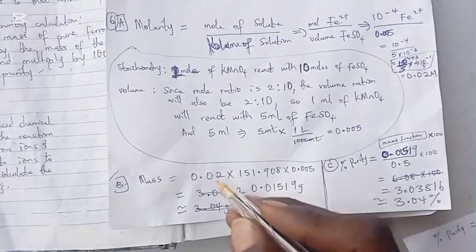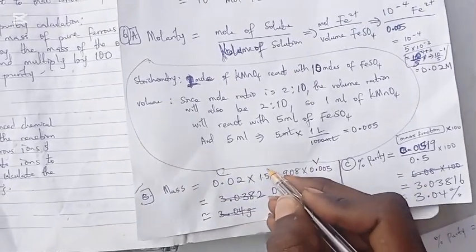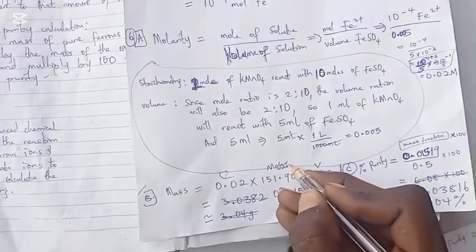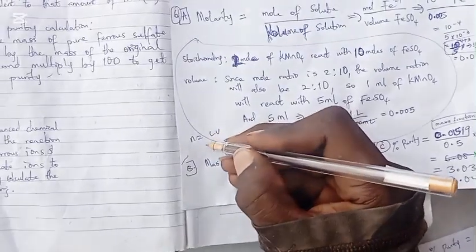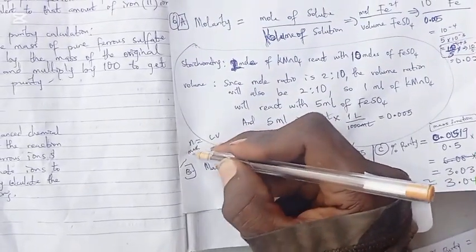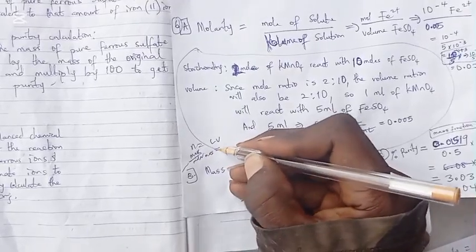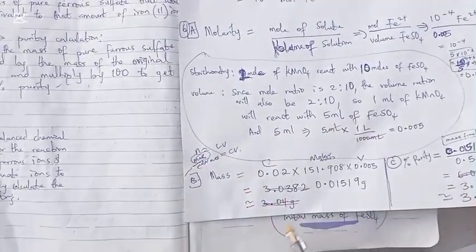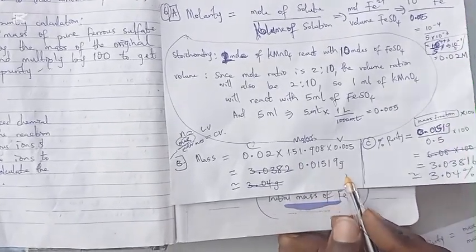So what we did here is actually C, V, and M, molarity, volume, molar mass. Using the formula, mole equals CV, then remember that mole is equal to mass over molar mass. So by the time you do it equal to CV, making mass the subject of the formula, you see that this will cross over to times this. So that is what we did here. So we got it to be 0.01519 gram.